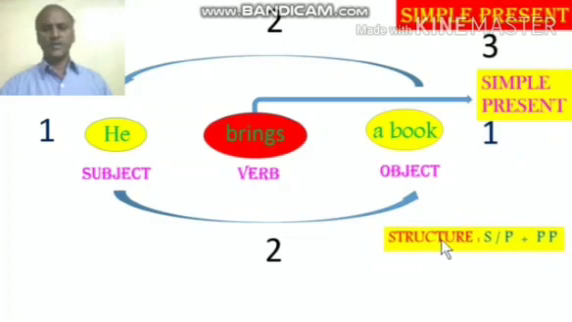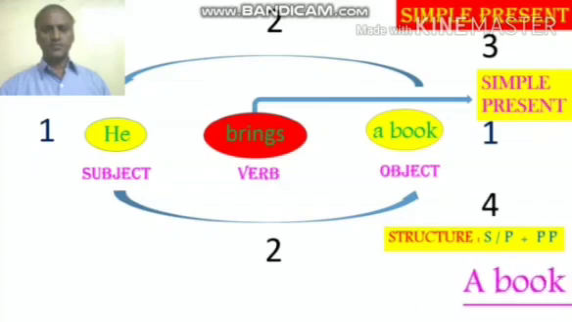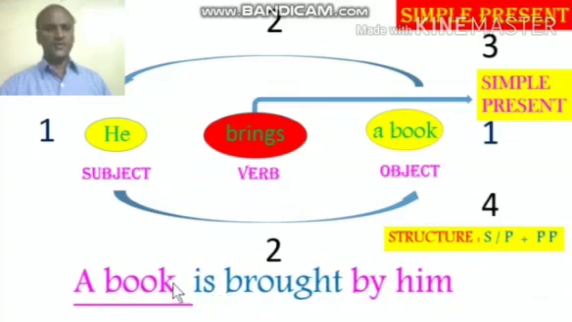The fourth step is you have to find the structure. Structure: singular plural plus past participle if the verb is in simple present. So that is the fourth step you have to follow. Next, fifth step is write the answer in the passive form. And the answer is a book is brought by him. So how did we get the answer? If we follow the structure, we can get the answer. So that is the fifth step you have to follow.